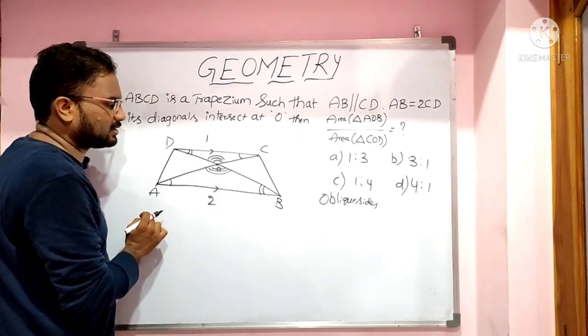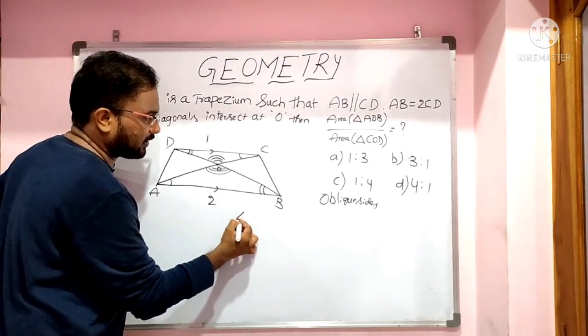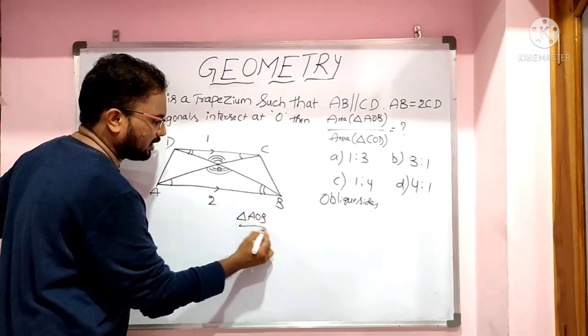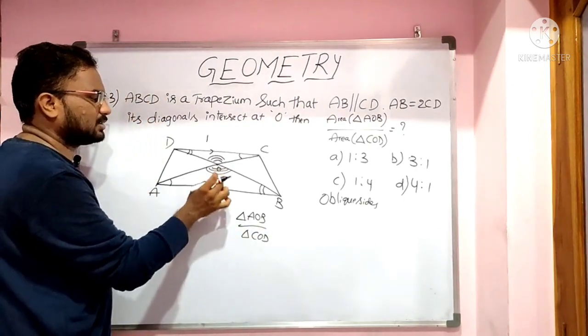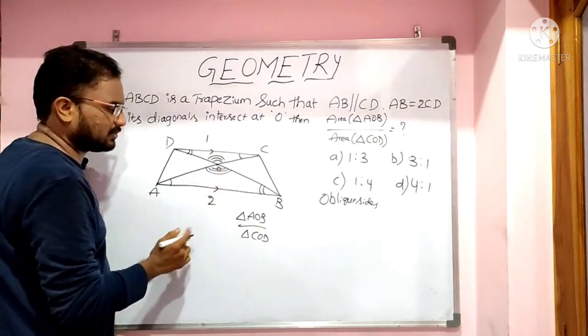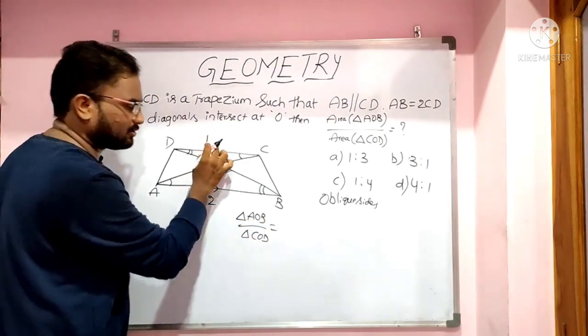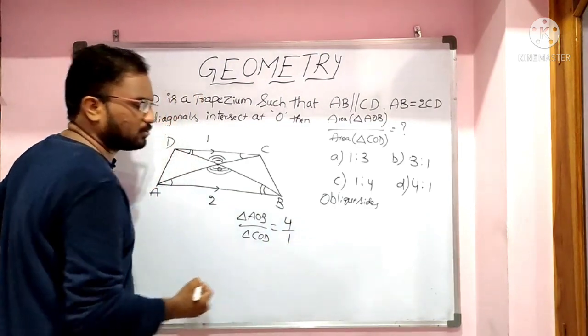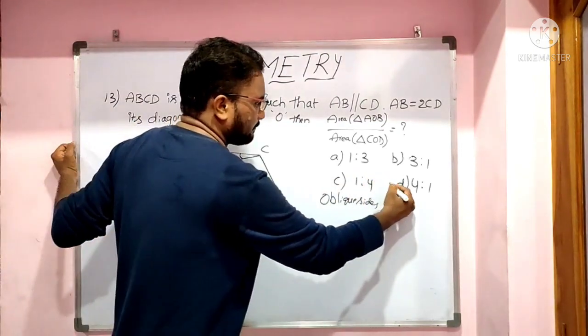So in similar triangles, we need to find the area of triangle AOB by the area of triangle COD. In similar triangles, if the sides ratio is 2:1, then the areas ratio will be (2/1) whole squared, that is 4/1. So the answer is 4:1.